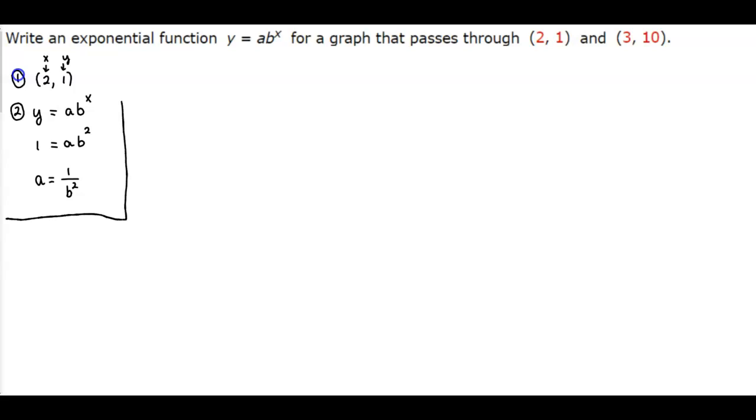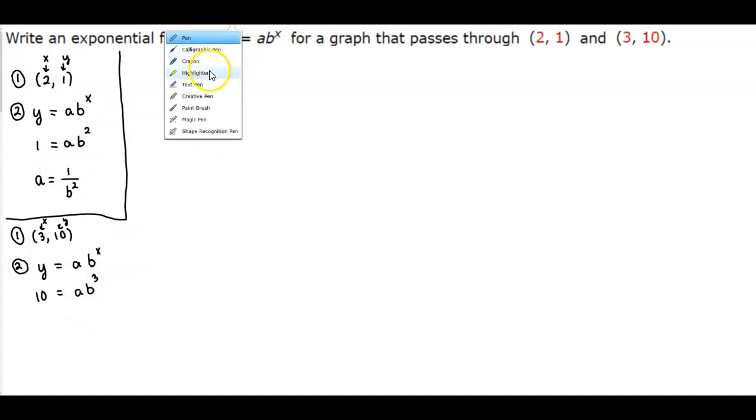Okay, so now we're going to use the other ordered pair, which is (3, 10). Again, this is going to represent our x and this is going to represent our y. So again, we're going to use that same form, y equals ab to the power of x. If we let y equal 10, and we know that x is equal to 3.